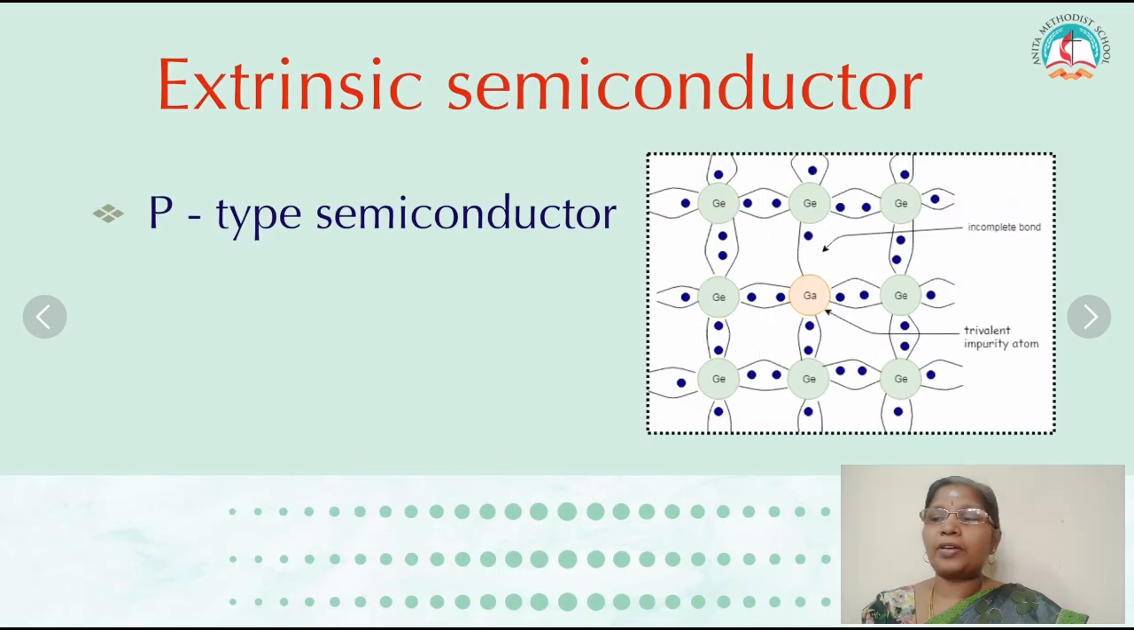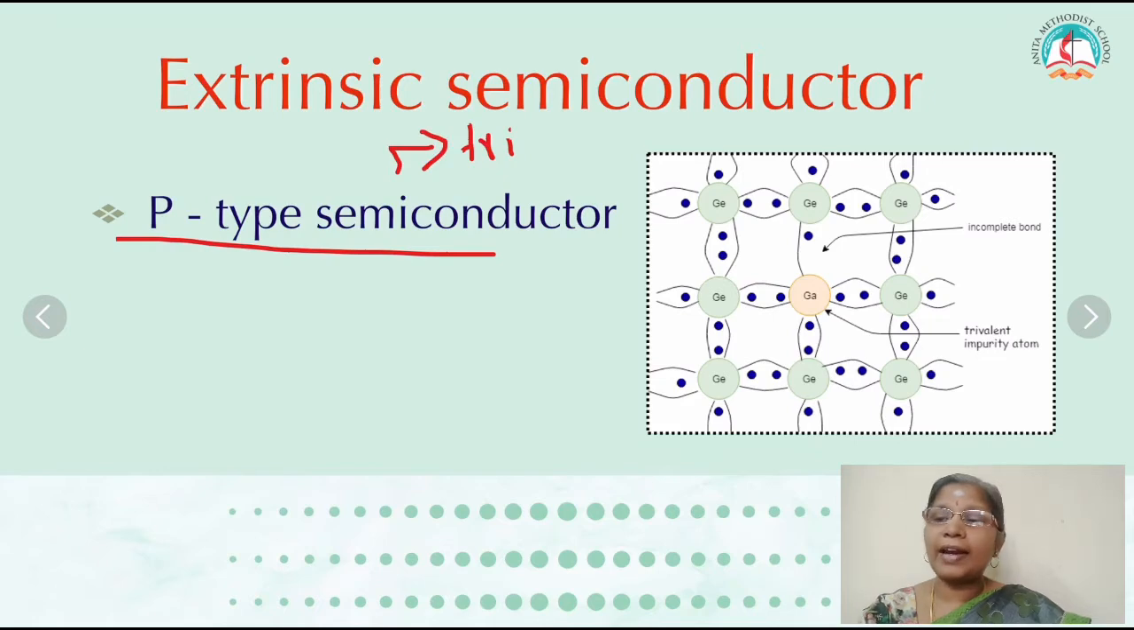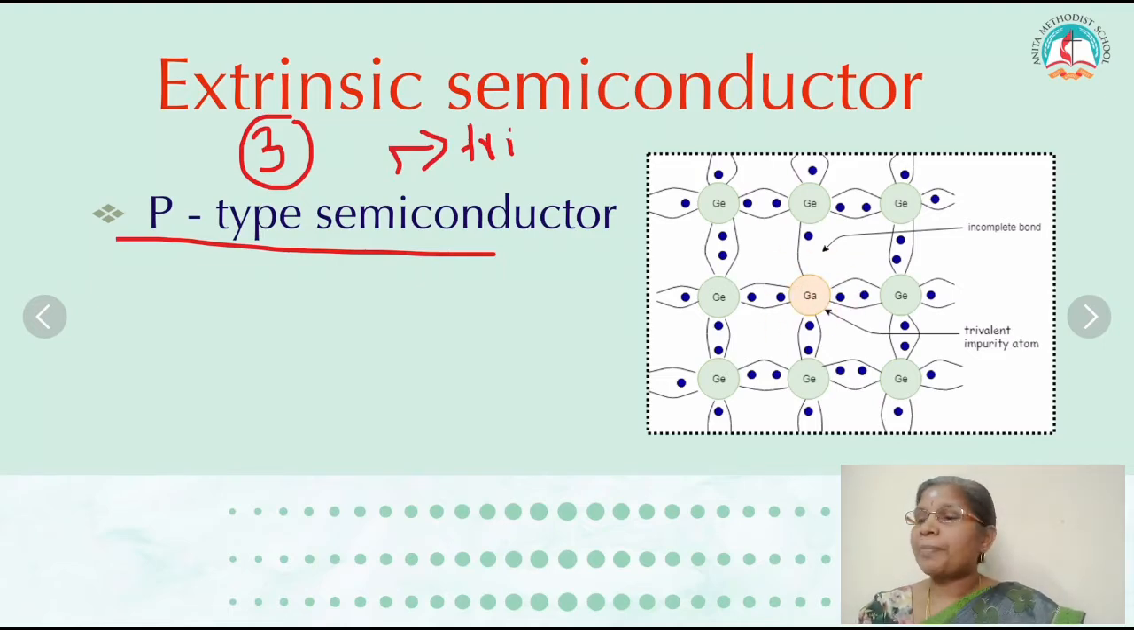This extrinsic semiconductor is divided into two. The first one is P-type semiconductor. For P-type semiconductor you are adding a trivalent impurity. Trivalent means only 3 valence electrons are there. You see the diagram here, boron or gallium is added. In germanium or silicon, the valence electrons in the outermost shell is equal to 4. So here only a trivalent impurity with 3 electrons you are adding. So one hole or one vacancy is there.